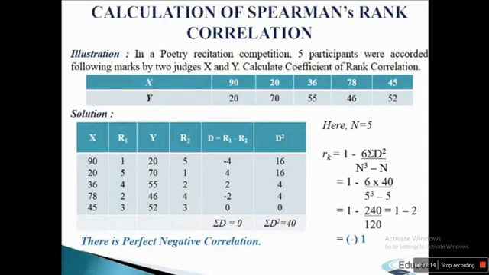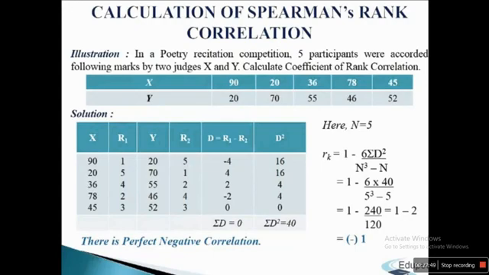And now we can see that everything is done. Here the value of n is 5. Quickly take the formula 1 minus 6 sigma d square upon n cube minus n and substitute the values. 1 minus 6 into 40 upon 5 cube minus 5. So we find that it becomes 1 minus 240 upon 120, which is 1 minus 2, which is equal to minus 1. So there is a perfect negative correlation between the two judges.